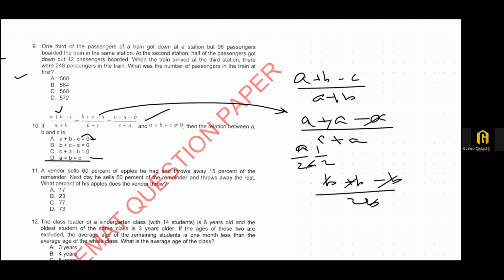If we try to solve these equations, there are three variables and three equations, but it will be a very lengthy process. So we will do it by putting in the options that we have.